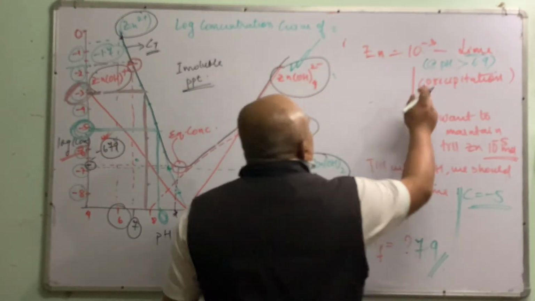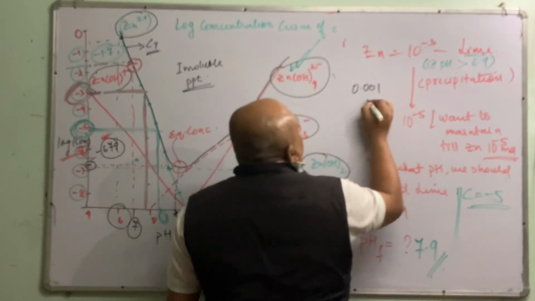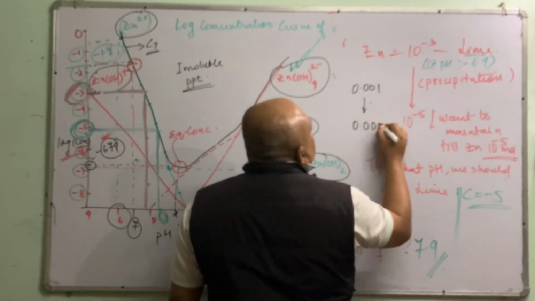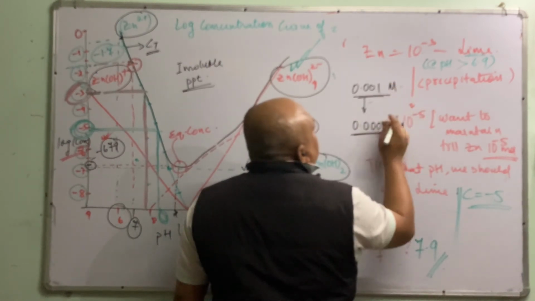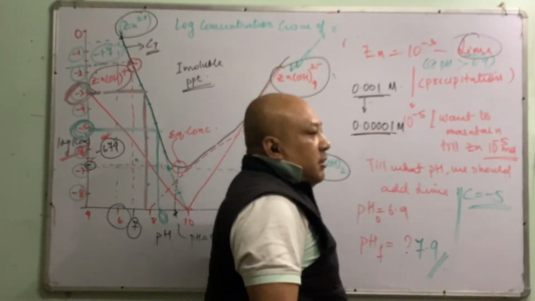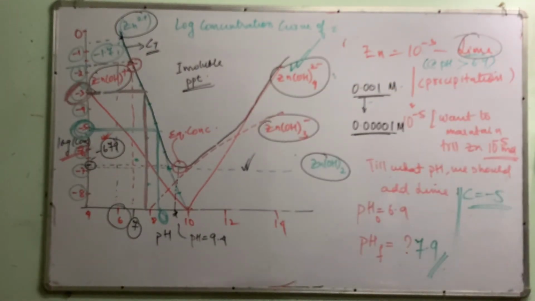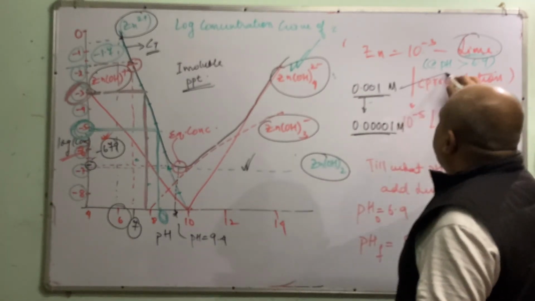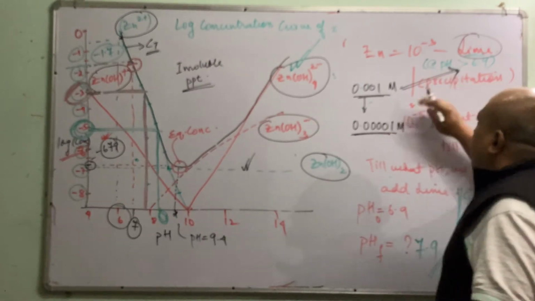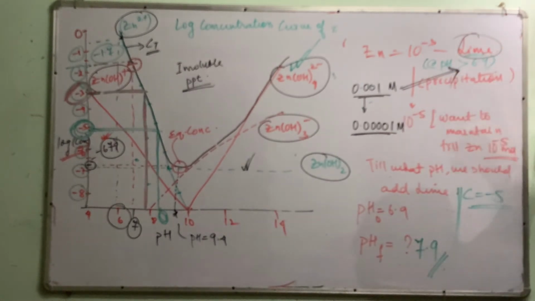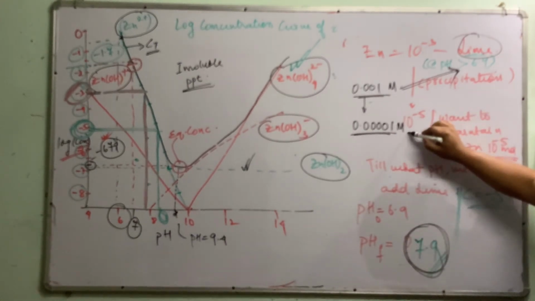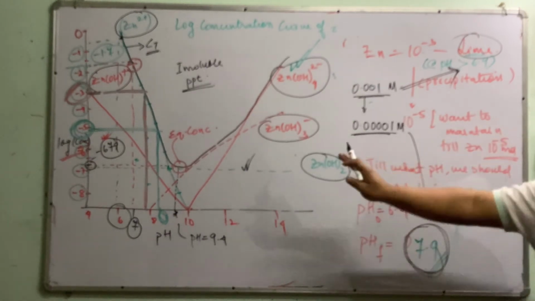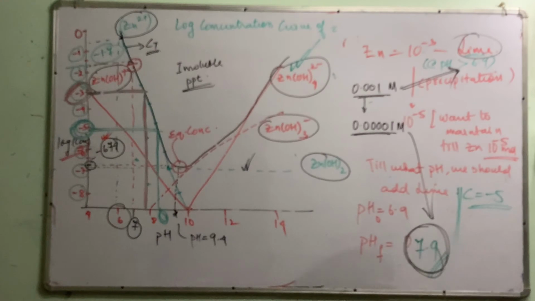That is, I want to remove from 0.001 moles till 0.00001 moles by addition of lime. So, how do I know that the zinc concentration is achieved? What I'm telling you is, just maintain the pH greater than 6.9. Keep on adding the lime, till pH of 7.9. By 7.9, it will come automatically by this graph. Is it clear? That is the basic for number 2.